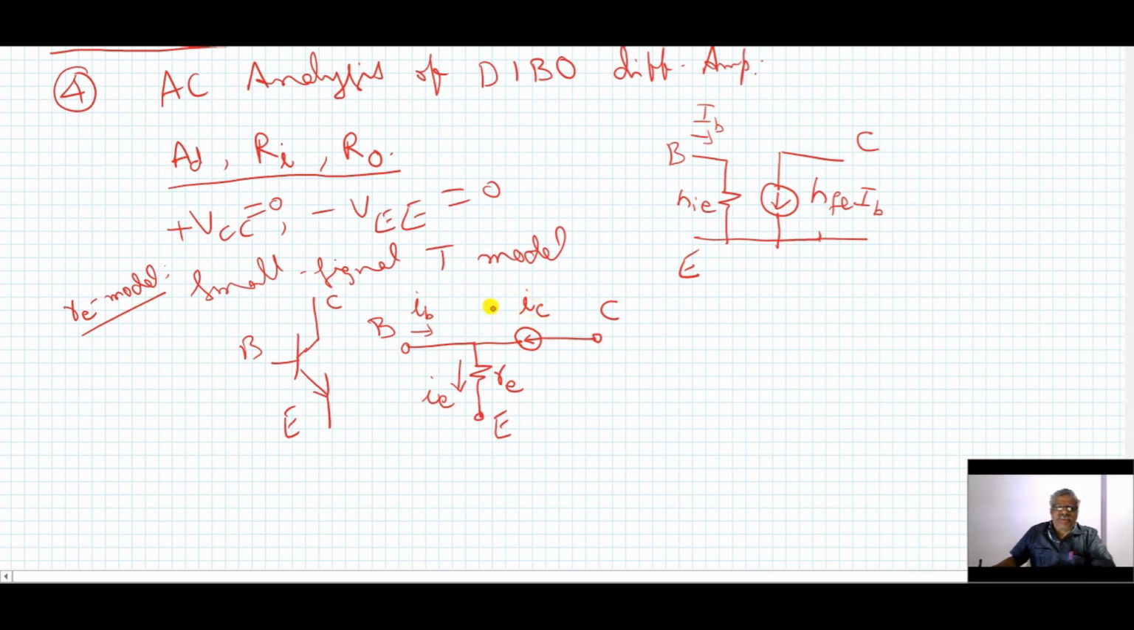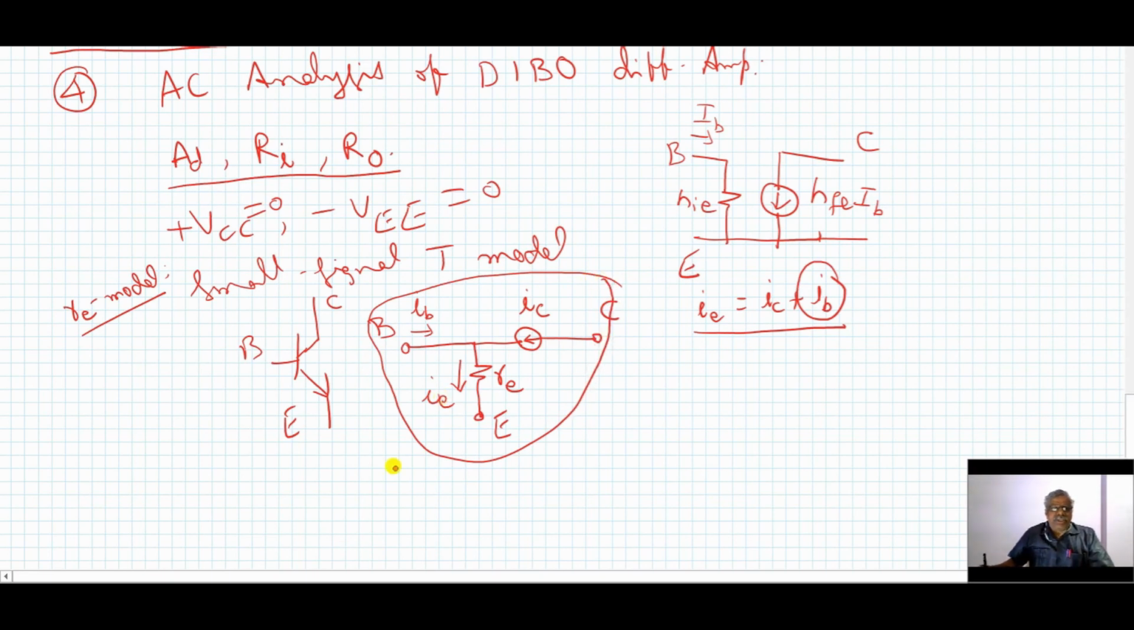Again, the relation between these currents is same as our earlier relation. IE is equal to IC plus IB. There is no difference in this relation. And IB is much smaller, so IE is almost equal to IC. Wherever it is required, we use that approximation also. So now the two transistors should be replaced with this model.